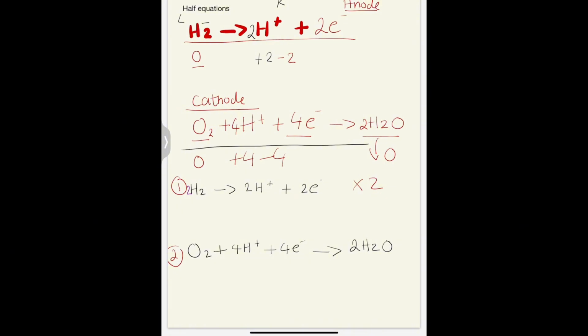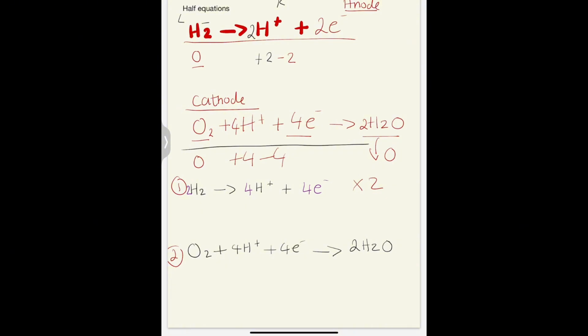I'm going to just get rid of that over here. That's going to be a 4. And then over here, we're going to have 4e minus over there. I'll just write that again. Okay, so that's going to be 4e minus, because I multiplied, obviously, it by 2 to make sure we have the same number of electrons on both equations.